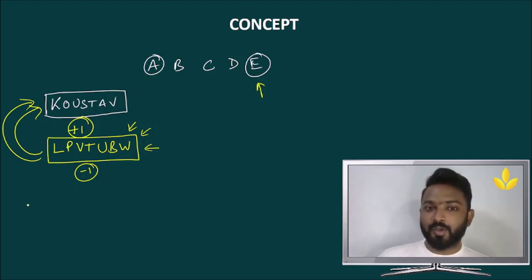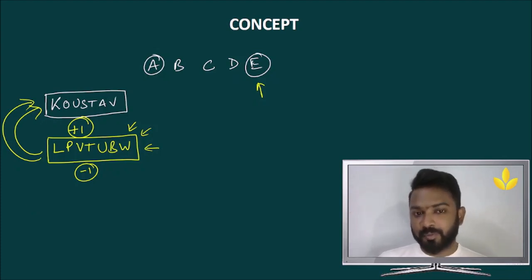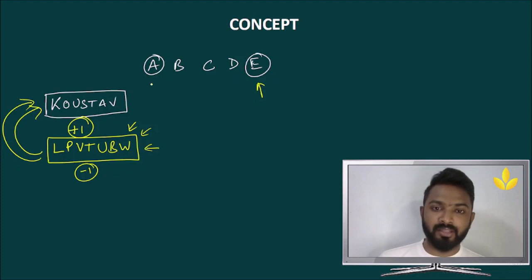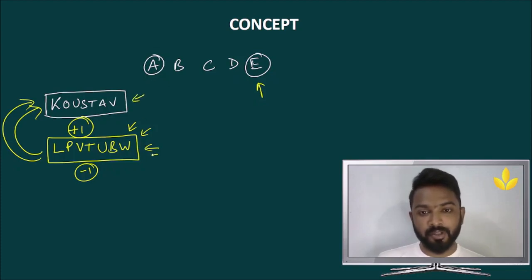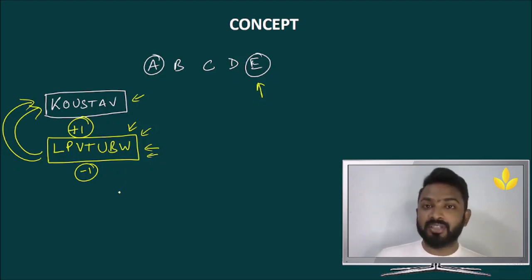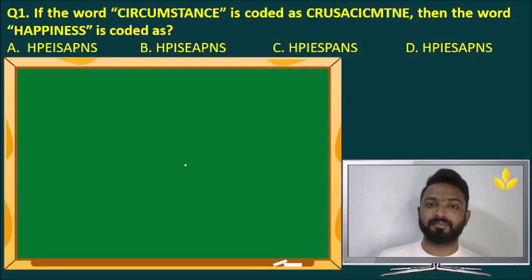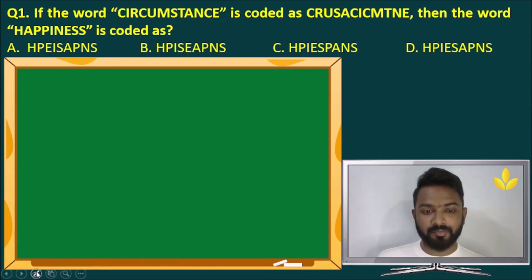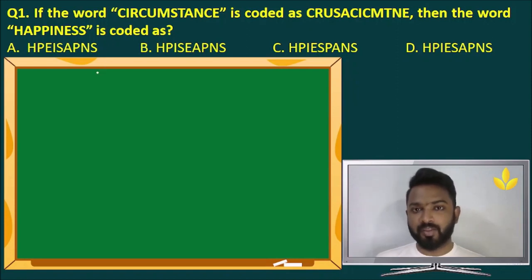The main questions you might get in coding and decoding will be: they'll give you a word and the coded version, you have to figure out the key that has been used in that coded version, and then use the same key on another word to get its coded version. Let's see a few examples like that. Question number 1. If the word circumstance is coded as this, then the word happiness is coded as what?